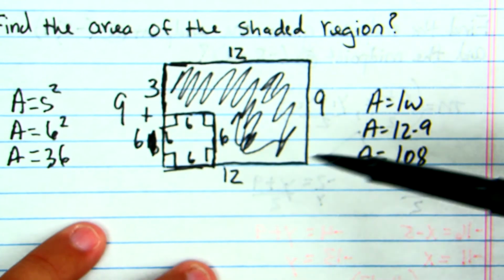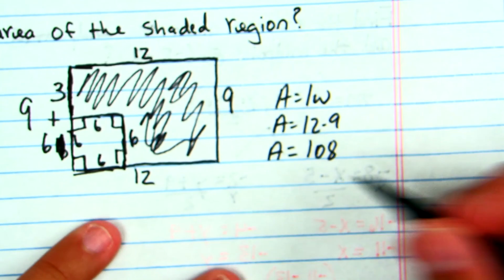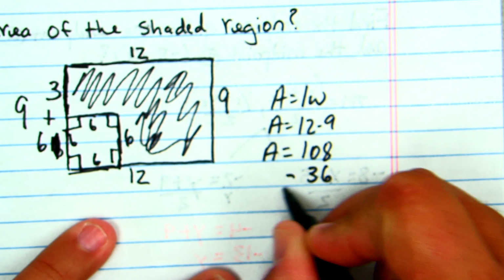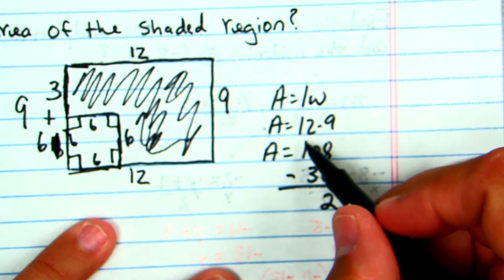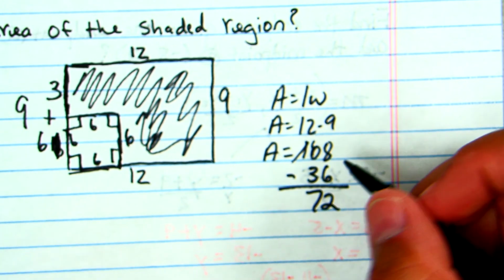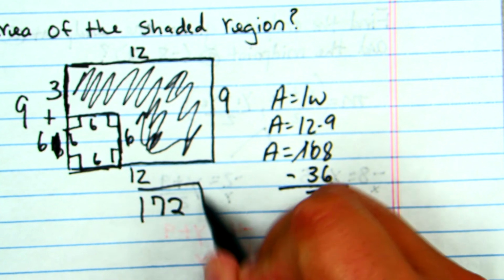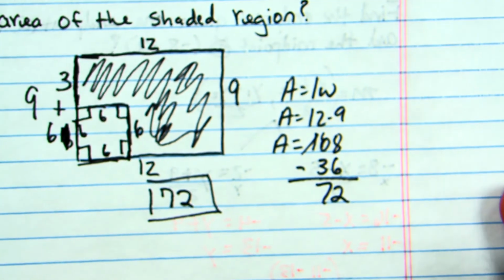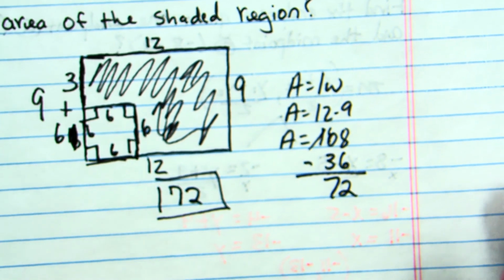So now I have the area for the rectangle and the area for the square. So what I need to do is find the difference. Take out the square. So I'm just going to take that area of 108 minus the area of the square, 36, and get 72. So that lets me know the area of the shaded region is 72, and that would be in square units. I didn't put a measurement there, but it would be. But 72 is the area of the shaded region.